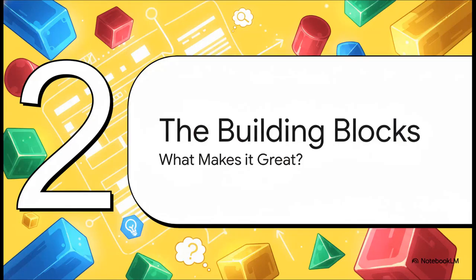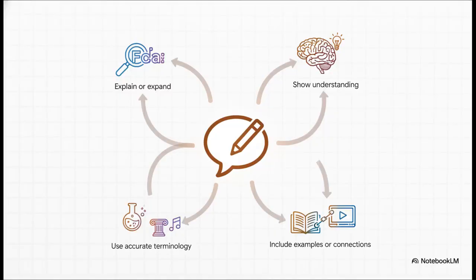Okay, so we know what our mission is, but what's the difference between a so-so annotation and a great one? Let's break down what those essential building blocks really are. Think of this as your quality checklist. A really strong annotation does more than just fill space. It explains or expands on a point, it shows that you actually get the concept, you're using the right terminology, and, this is a big one, it includes examples or makes connections to other ideas.